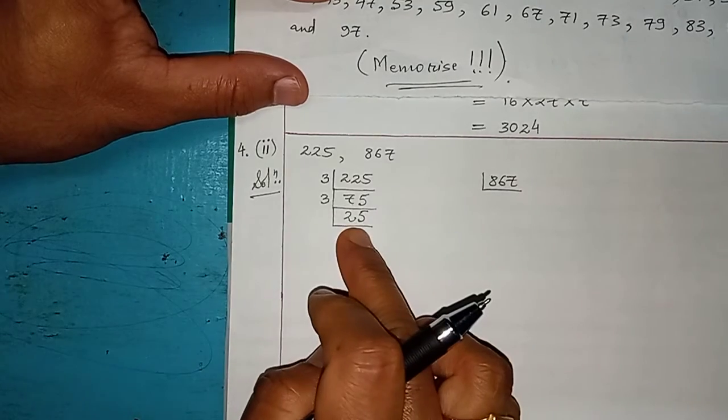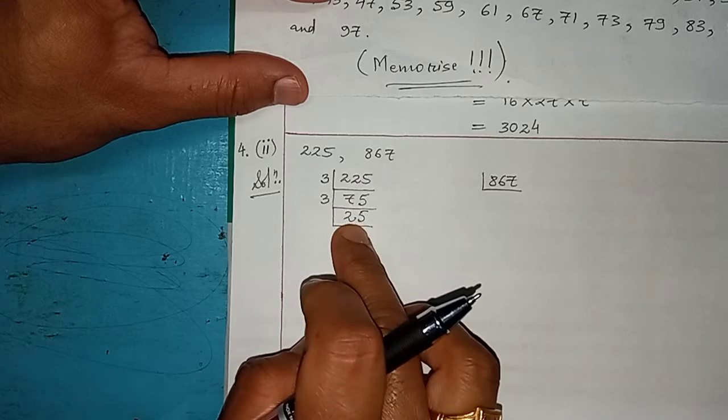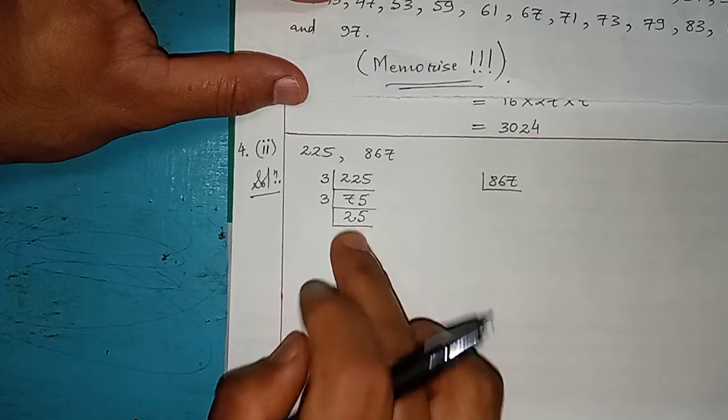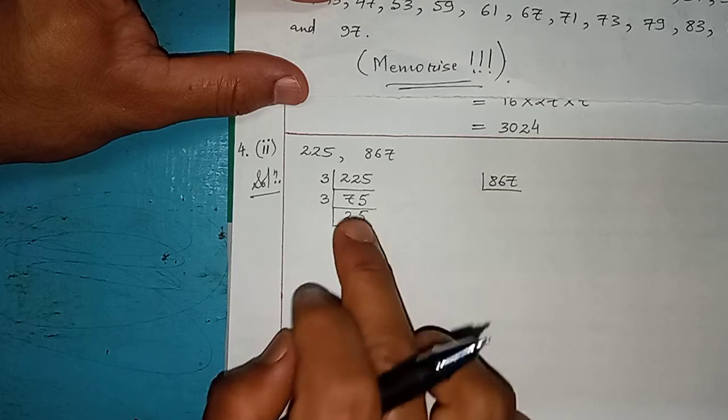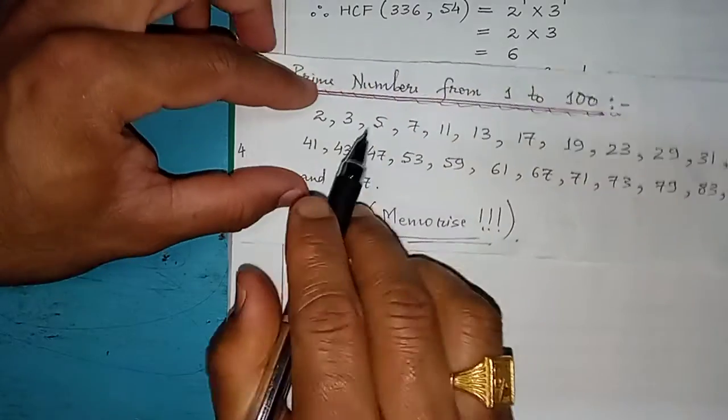So now we have 25. If you want to try again by 3, then let's add 2 plus 5, 7. And we know that 7 doesn't come in the table of 3. 7 is not a multiple of 3. 3 1s are 3, 3 2s are 6, 3 3s are 9. 7 doesn't come. So that's why I will not divide by prime number 3.